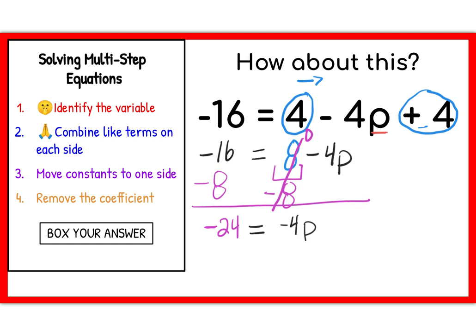So my last step is going to be to remove the coefficient. So the coefficient is the number attached to my variable p. Because it is being multiplied, the inverse is to divide. So I'm going to divide the coefficient. So negative 4 divided by negative 4 is going to give me a 1, which I do not need to write. It is implied. So we have p equals negative 24 divided by negative 4, which is positive 6. I'm going to box in my answer to make sure that my work is nice and organized.